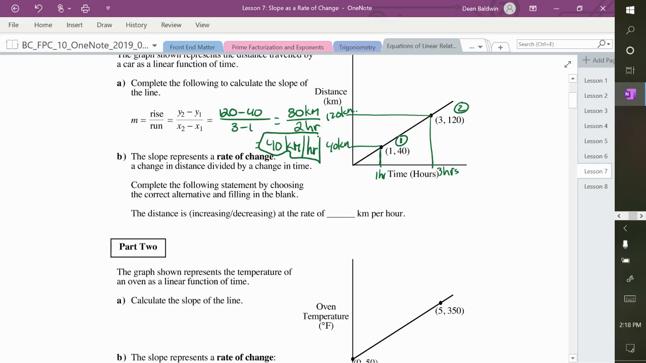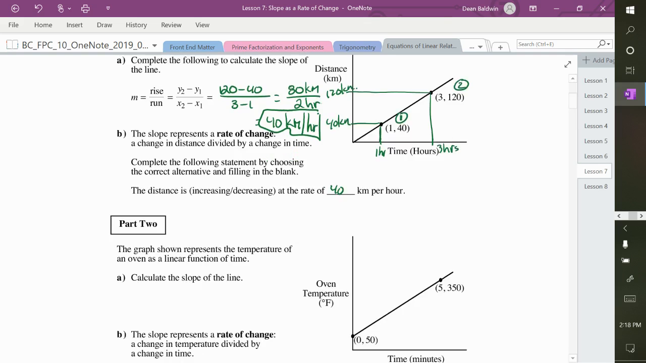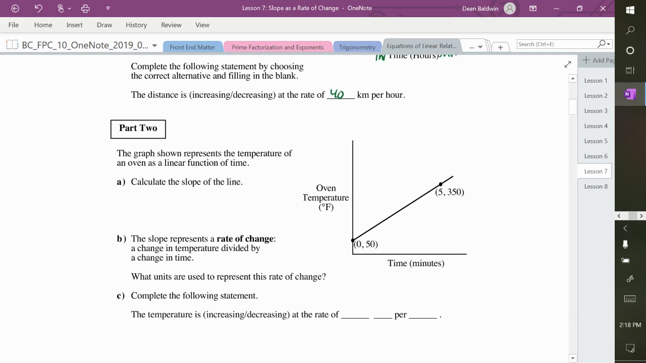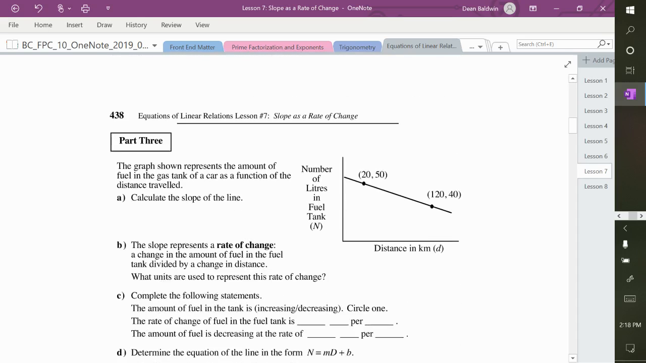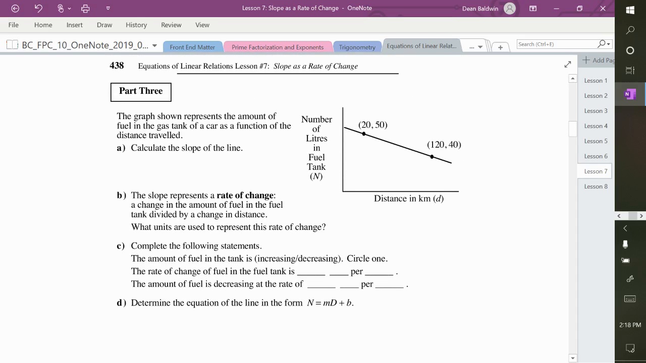So we know that the distance is increasing at a rate of 40 kilometers per hour. Basically, the slope of the line just tells you how fast things are changing: the change in the y over the change in the x. So we're not going to do that one. We're going to skip to the next page, page 438, please.